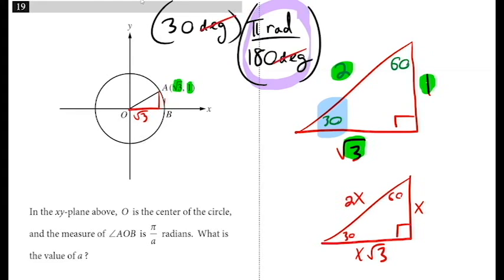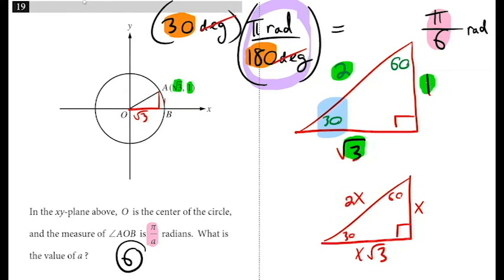Degrees cancels with degrees, and we have 30 pi in the numerator and 180 in the denominator, but 30 divided by 180 would simplify to 1 over 6 if you divide them both by 30. So we have pi times 1 on the top and 6 on the bottom, and the unit is radians. So the question told us that the answer was pi over a radians, and we have pi over 6. So the value of a is 6.